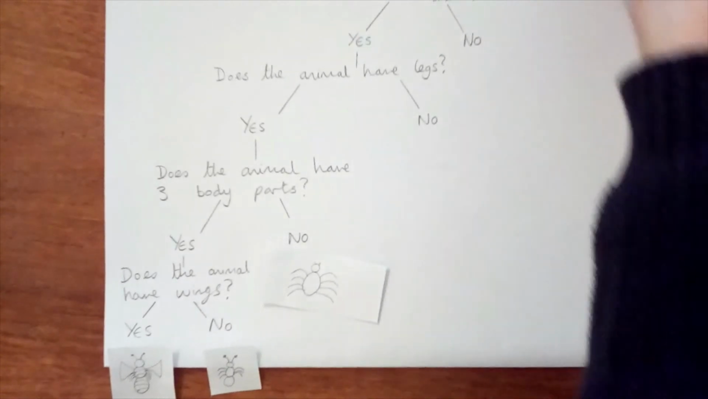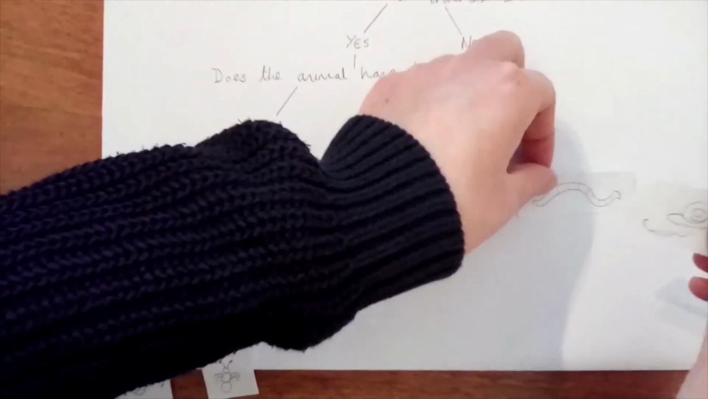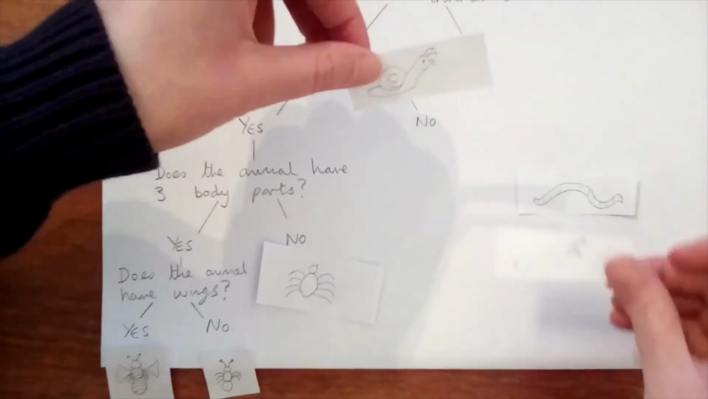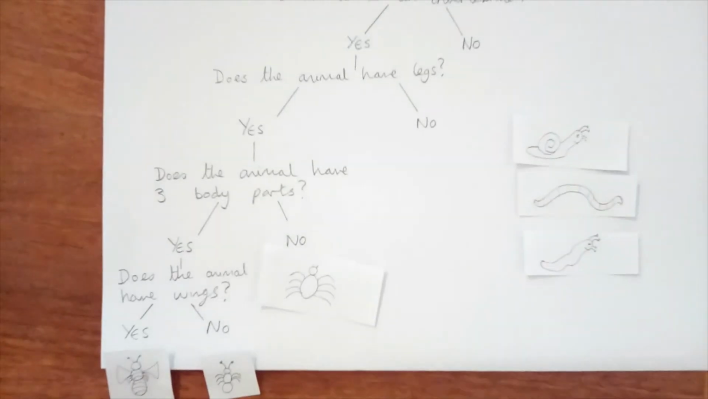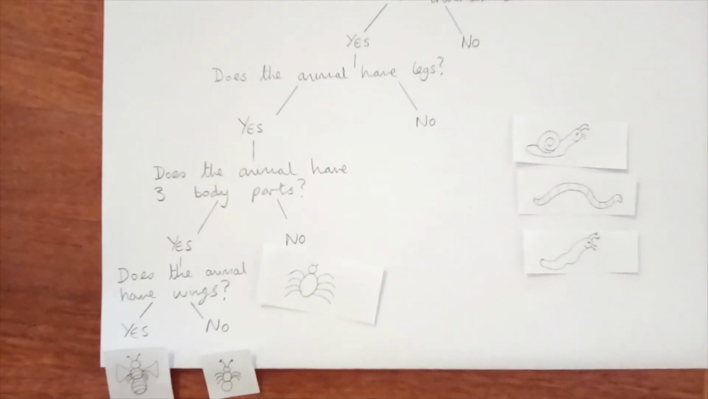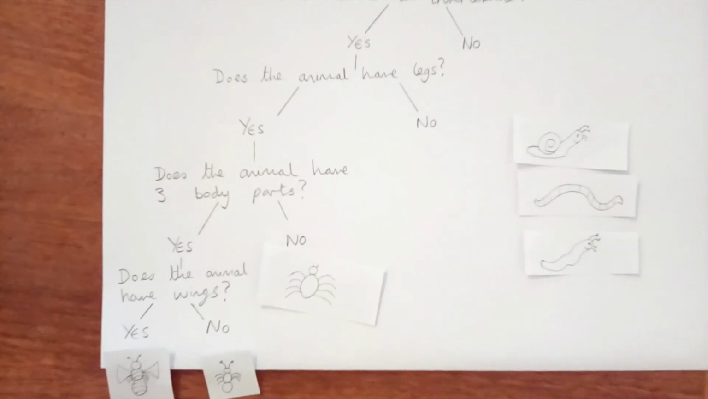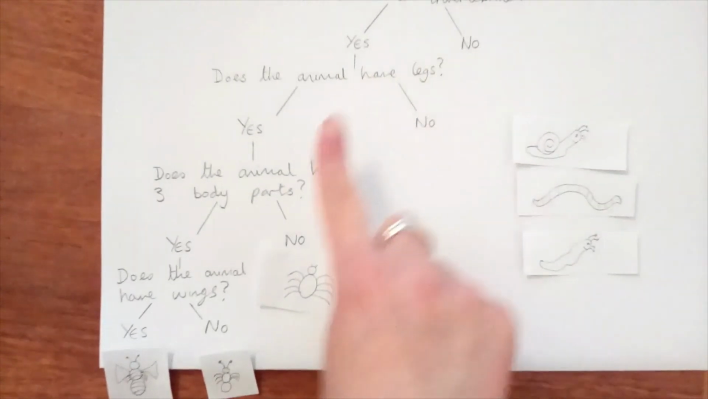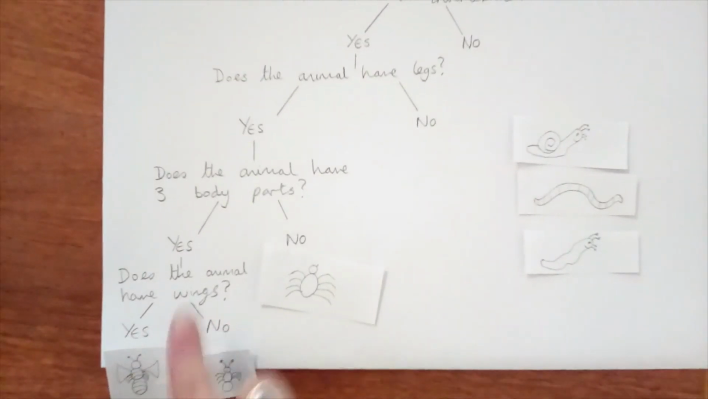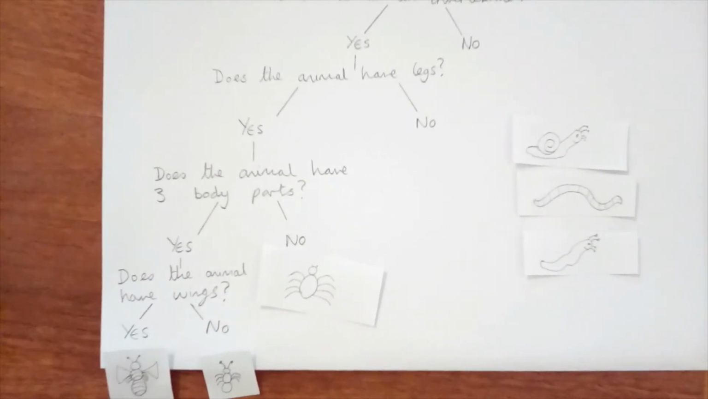Now, obviously I haven't done my does the animal have legs side. So I haven't sorted out my worm, my slug, or my snail yet. So I'd have to do that, but I'm not going to do that right now. Remember, you can use all those amazing questions that you asked for your task last week. Okay. And you don't need to use the same questions that I've asked. These are just the ones that I've decided to ask. You can ask different questions.